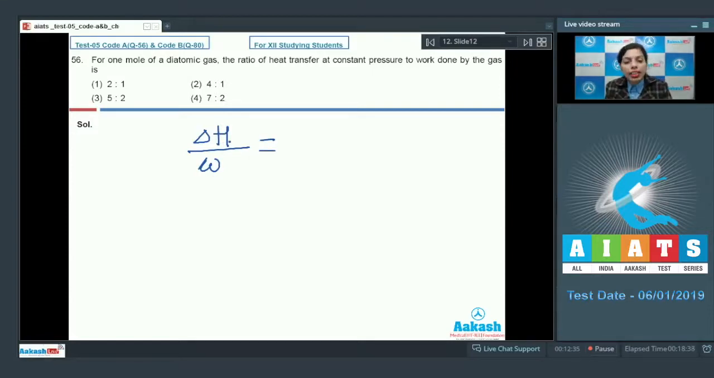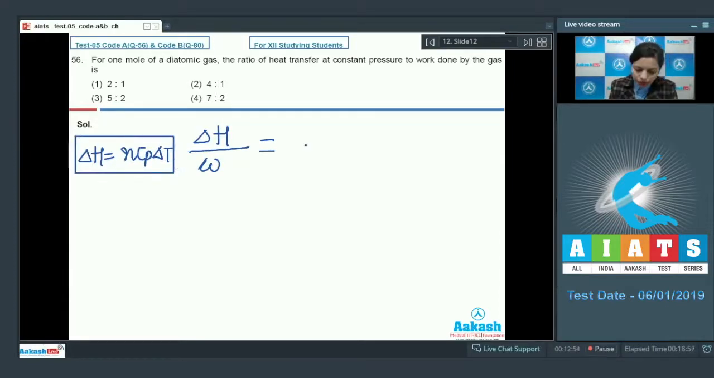And if we talk about this delta H value, we can find out this delta H, that is equal to Cp delta T, where we are talking about 1 mole, and for n mole I'm taking here n Cp delta T. So we can place this value of enthalpy here, that is n Cp delta T. What is the Cp? Cp is heat capacity at constant pressure.